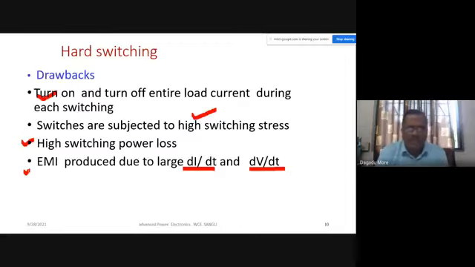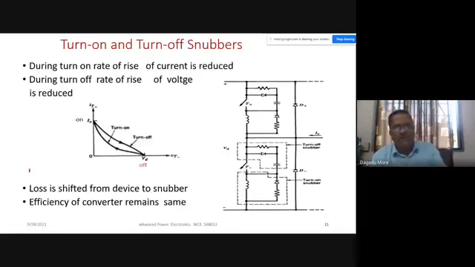We have seen that switches are subjected to high switching stress. They have to turn on and turn off the entire load current or voltage. Switching loss will be there. Here our di by dt is high, our dv by dt is also high, and because of that we are having electromagnetic interference. Now the question is how to reduce this. We have various options for that, to reduce the turn on and turn off loss.